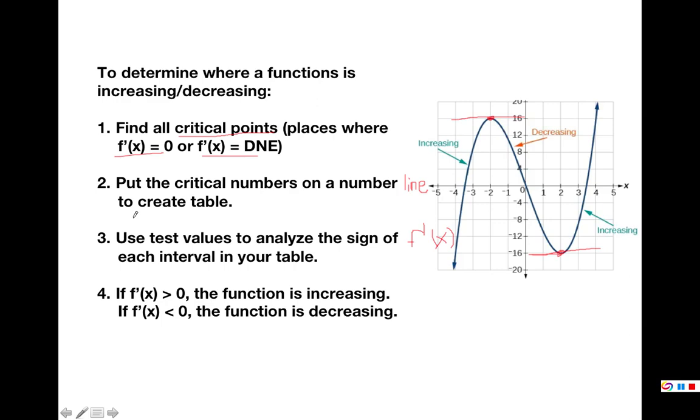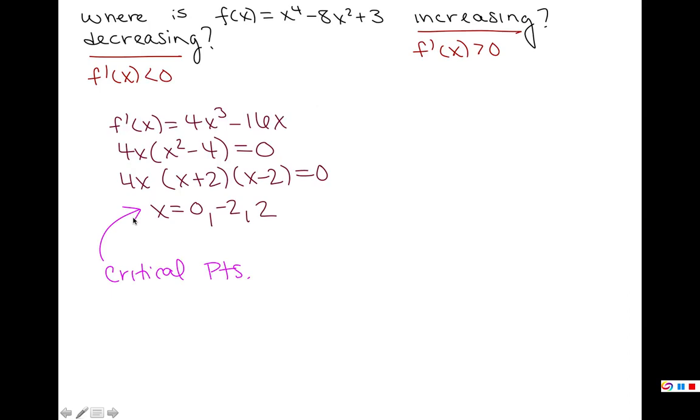Okay, so let's go back to that problem and see if we can follow these 4 steps. And perhaps I can explain a little better what I mean by these 4 steps when we take a look at a specific example. So here's the problem we're trying to do. Where is the function increasing? Where is the function decreasing? So the very first thing I'm going to do is find the derivative. And that's what I've done in that first line. So I found the derivative. I got 4x to the third minus 16x.